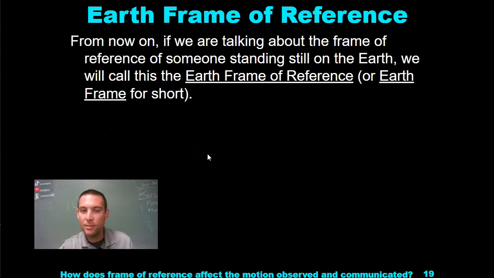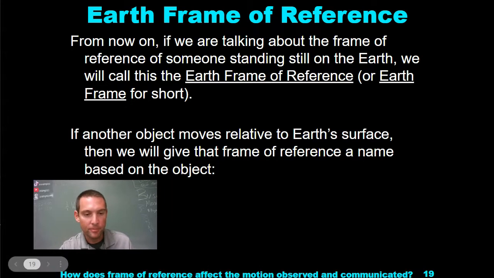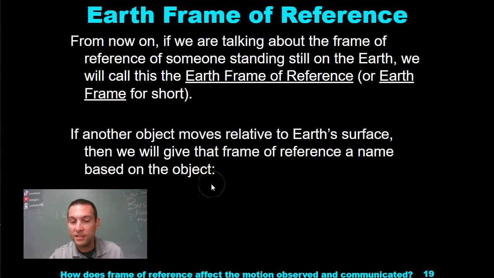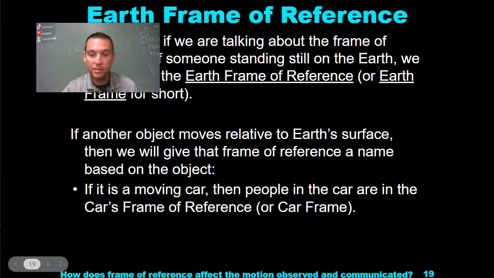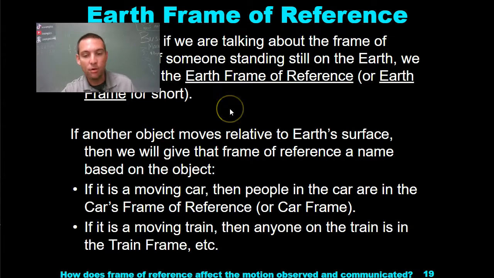From now on, if we're talking about the frame of reference of someone standing still on the Earth, we will call this Earth's frame of reference, or Earth frame for short. If another object moves relative to Earth's surface, we're going to give that frame of reference a name based on the object. If it's a moving car, then people in the car are the car's frame of reference, or the car frame. If it's a moving train, then anyone on the train is in the train frame.